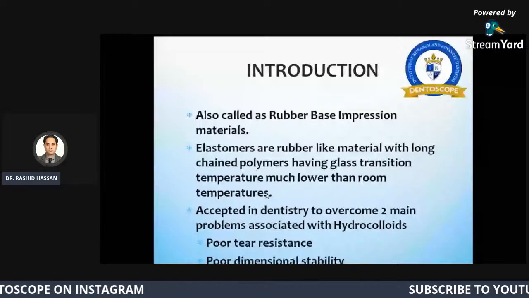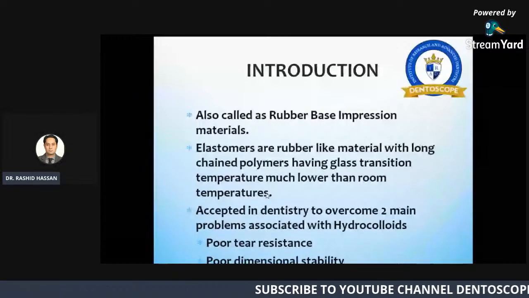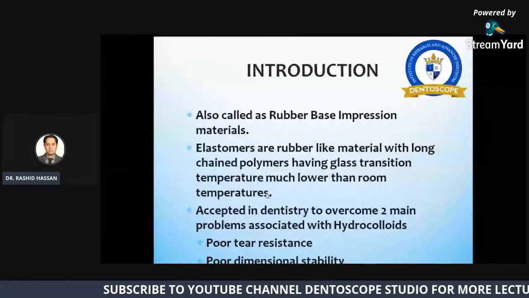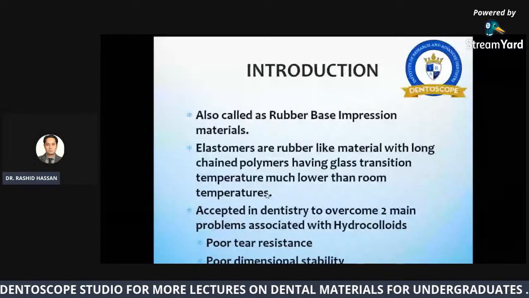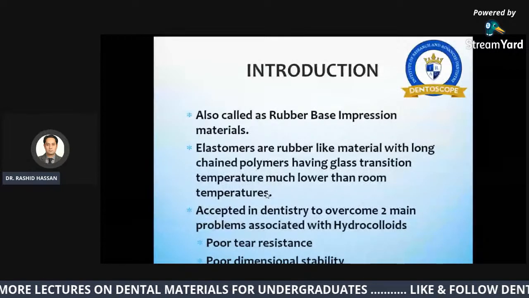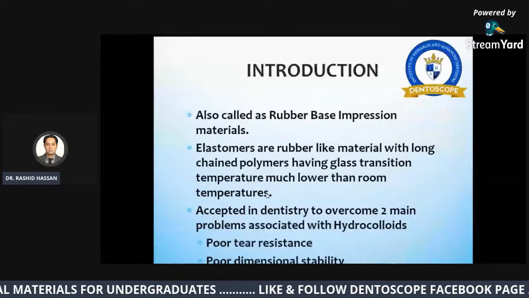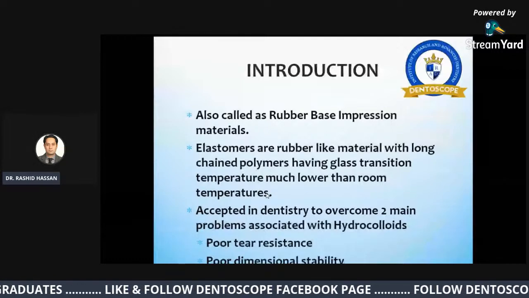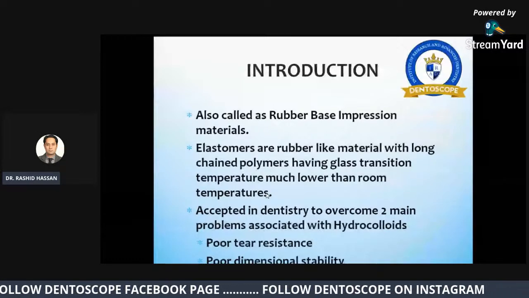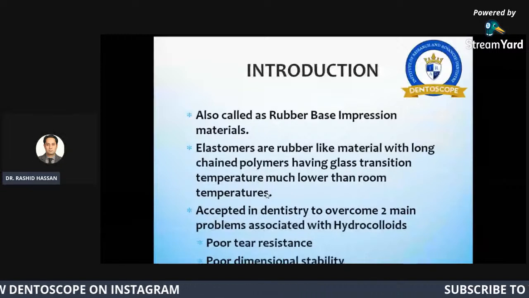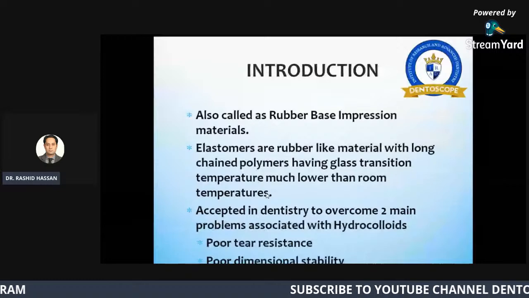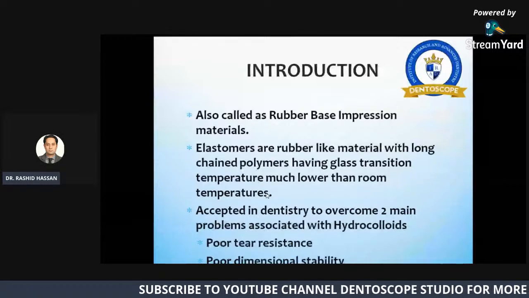Now I'm going to talk about the main disadvantage, I would say, because of which the aqueous hydrocolloids were not very suitable for the details. These were poor tear resistance.